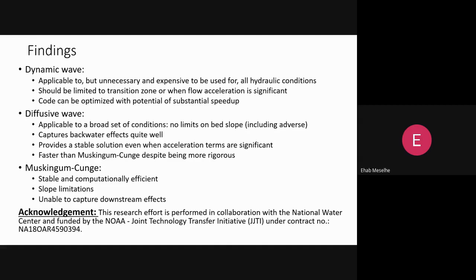Muskingum-Cunge, obviously, is stable. It is computationally efficient. It does have slope limitations. We cannot apply it in adverse or flat slopes. We have to induce, even artificially if we have to, a positive downward slope. And it does not capture downstream effects. If we have downstream effects, then it's off.